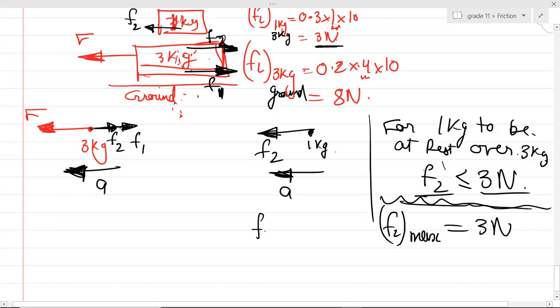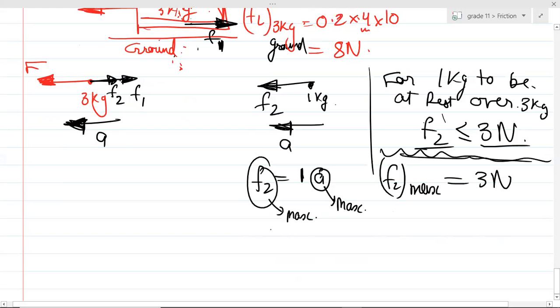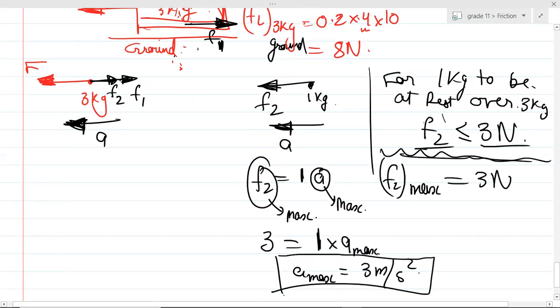And can you see F2 will be equal to 1 into A. So if I make this the maximum, F2 will also become maximum. Yes or no? So 3 is equal to 1 multiplied by A max. So from here, the maximum acceleration comes to be 3 meter per second square. Yes or no, guys? The maximum acceleration is 3 meter per second square from this FBD of 1 kg.